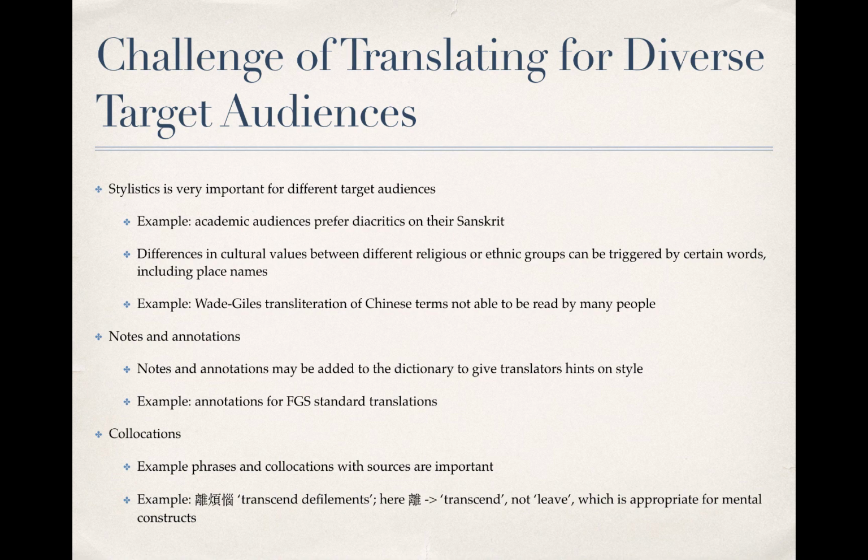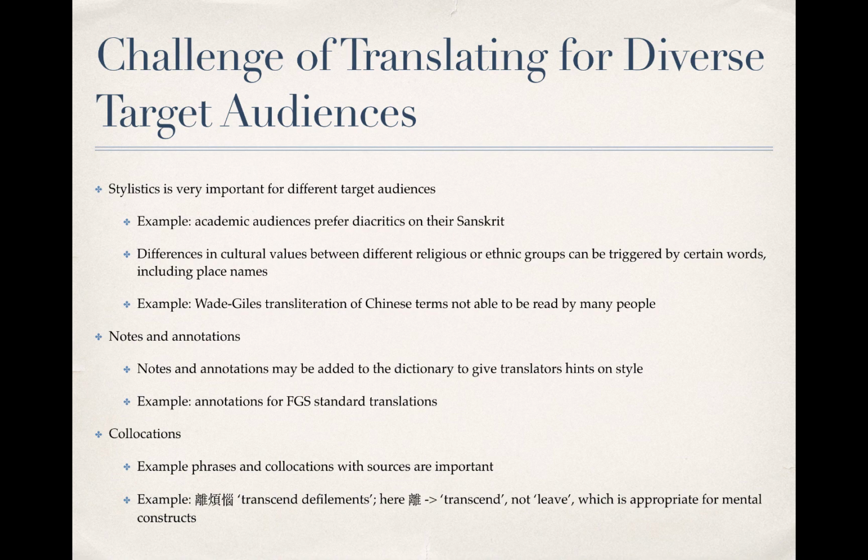What are the challenges for translating for diverse audiences? Stylistics is very important, and for example, Foguangshan has a particular style. It's usually translating for an audience that may include both academic and lay people, so not strictly for an academic audience. So we need to make it in a way that can be understood by people without a graduate degree in Buddhism, say. And we need to account for differences in cultural values between different groups of people.